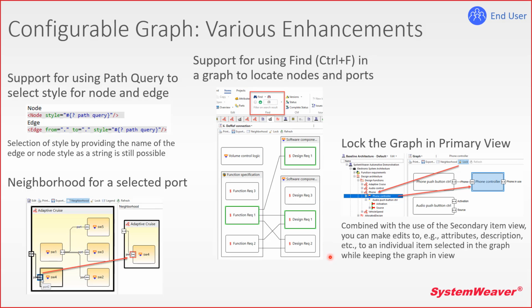And you can lock the graph in the primary view. So here the graph is locked on phone, and then I can navigate in the tree, and as I navigate, the selected item gets highlighted in my graph. So you can lock the graph in the primary. You can combine that with the use of a secondary item view. So you can make edits in attributes or description content on individual items. Like maybe you want to open the overview on the far right and have the graph locked on the left, and then work in both views.